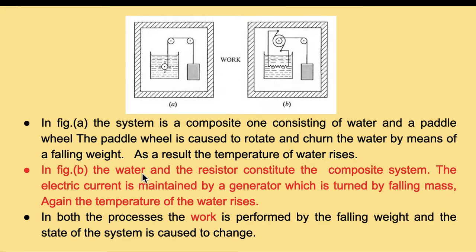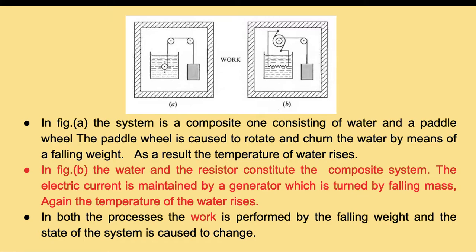And in figure B, the water and resistor constitute the composite system. The electric current is maintained by the generator. In a similar way, a weight is falling downwards, and this is a generator. So when that weight is falling, there will be a rotation, and due to that rotation, as you know, in a generator you have an electromagnet, or you would call it the armature, and that armature is rotating in the magnetic field. So correspondingly, a current will be generated, and that current will be passing through this resistor.